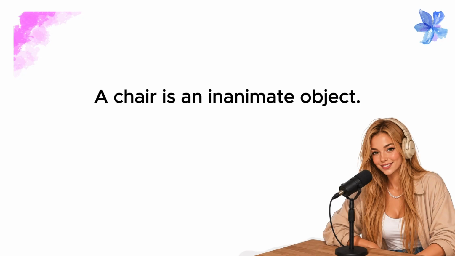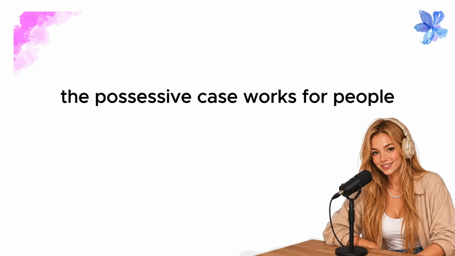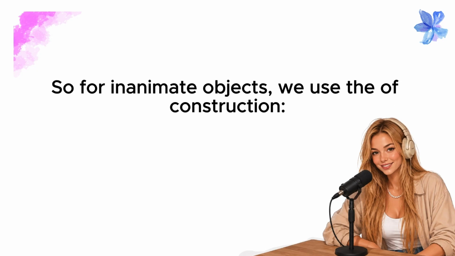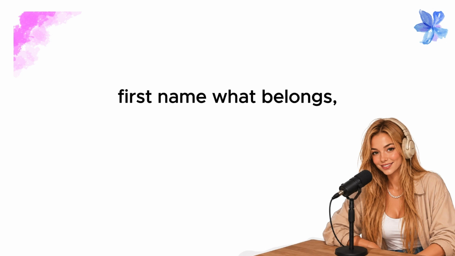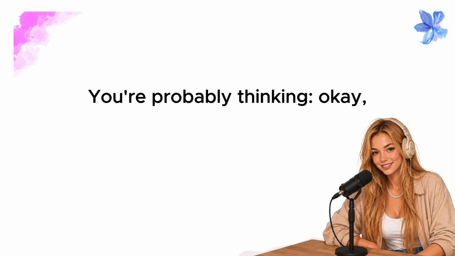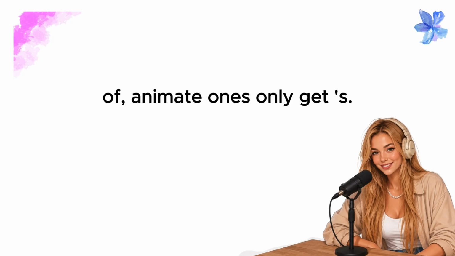A chair is an inanimate object. It can't have its own leg in the sense the possessive case works for people. Brother's laptop, colleague's umbrella. So for inanimate objects, we use the of construction. First, name what belongs, then the preposition of, then the owner. You're probably thinking, okay, case closed. Inanimate objects only get of, animate ones only get S.